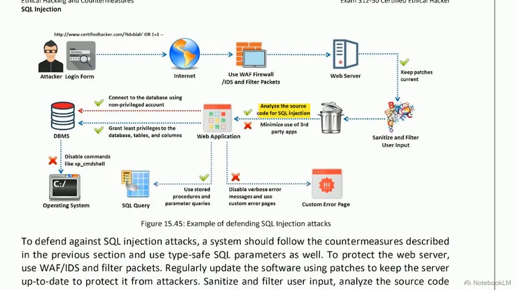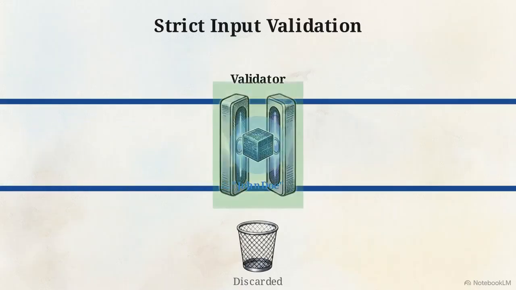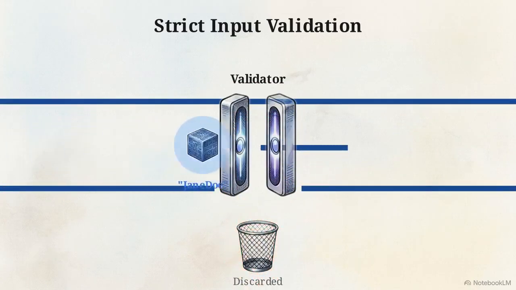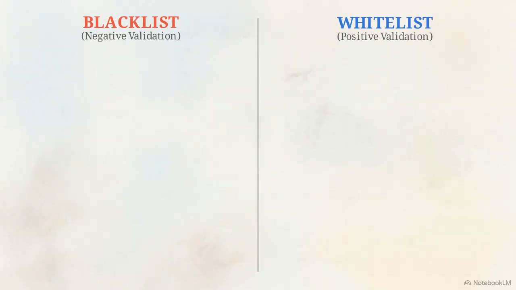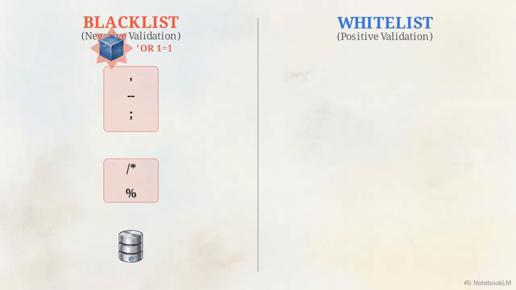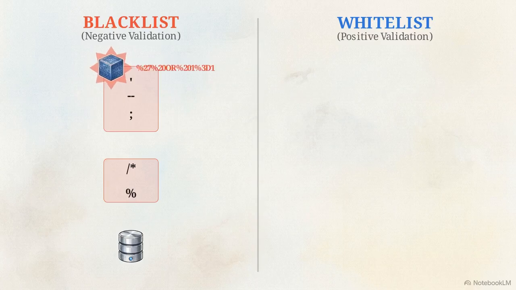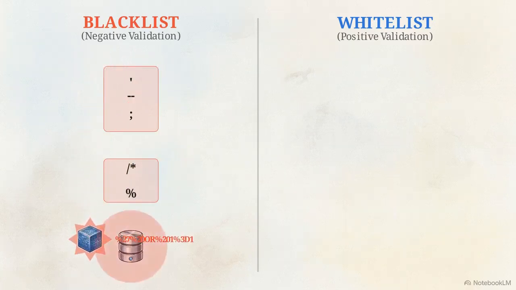The primary software defense is strict input validation. This ensures that user-supplied data cannot influence the logic of the code. This table compares the two major approaches to validation: blacklisting, which rejects specific bad inputs, and whitelisting, which accepts only known, approved entities. Blacklisting is inherently flawed. It requires developers to anticipate every possible malicious character or encoding variation, which we have seen is easily bypassed.